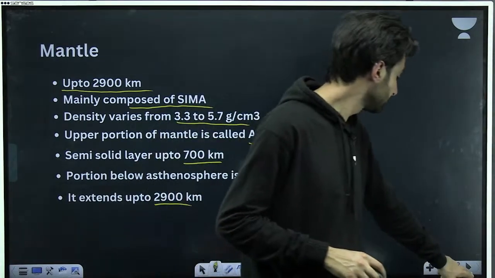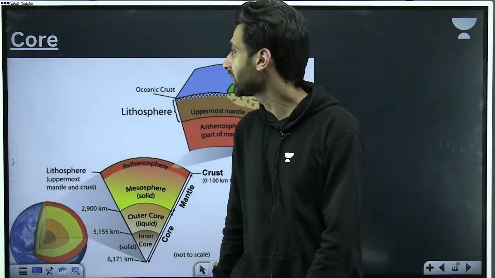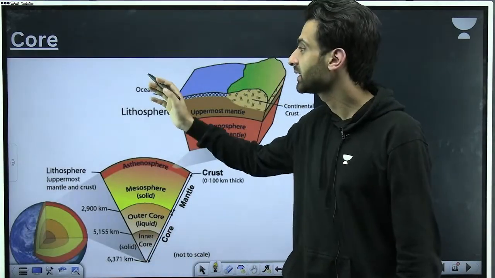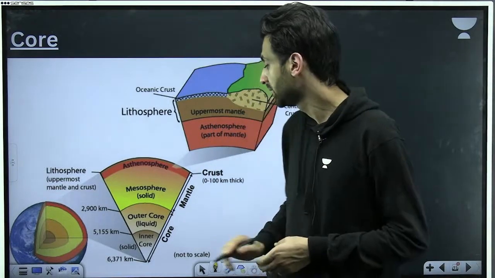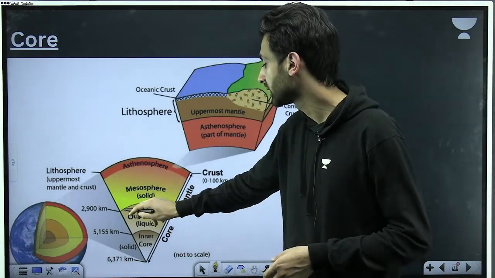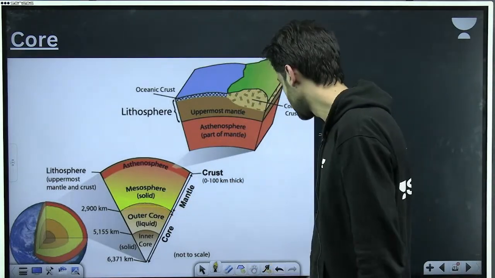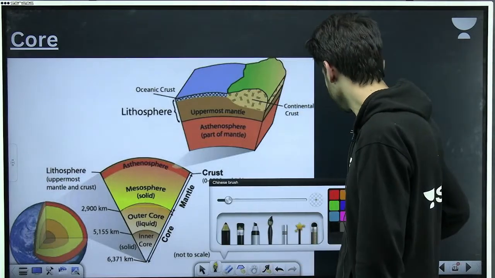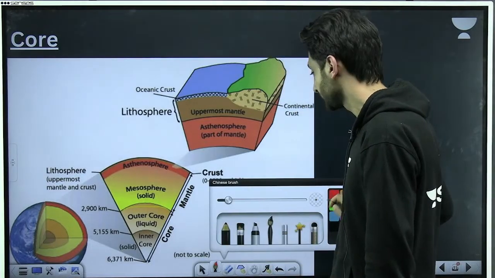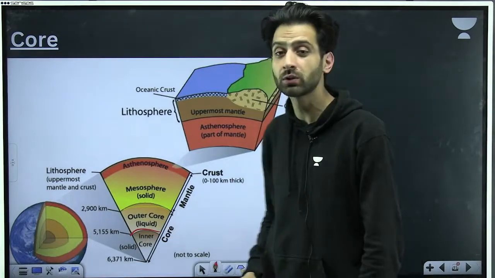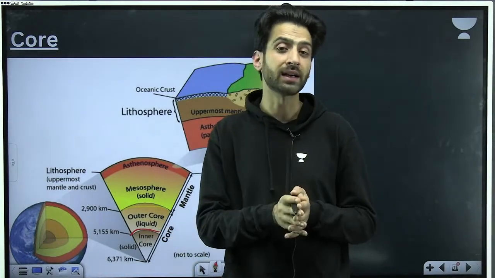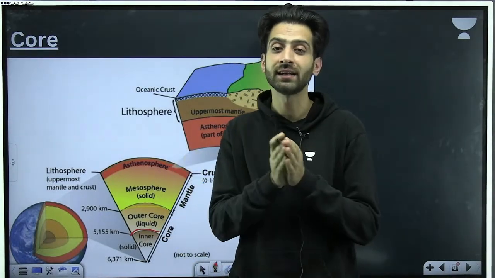Okay, looks like good to go. Then we come to our last layer of the earth, that is the core. It is the innermost layer of the earth. It is below the mesosphere. This is the mesosphere, and then we have the core. Here, a very important thing you need to know is that this is again liquid. We have divided the core into two parts, the outer core and the inner core.